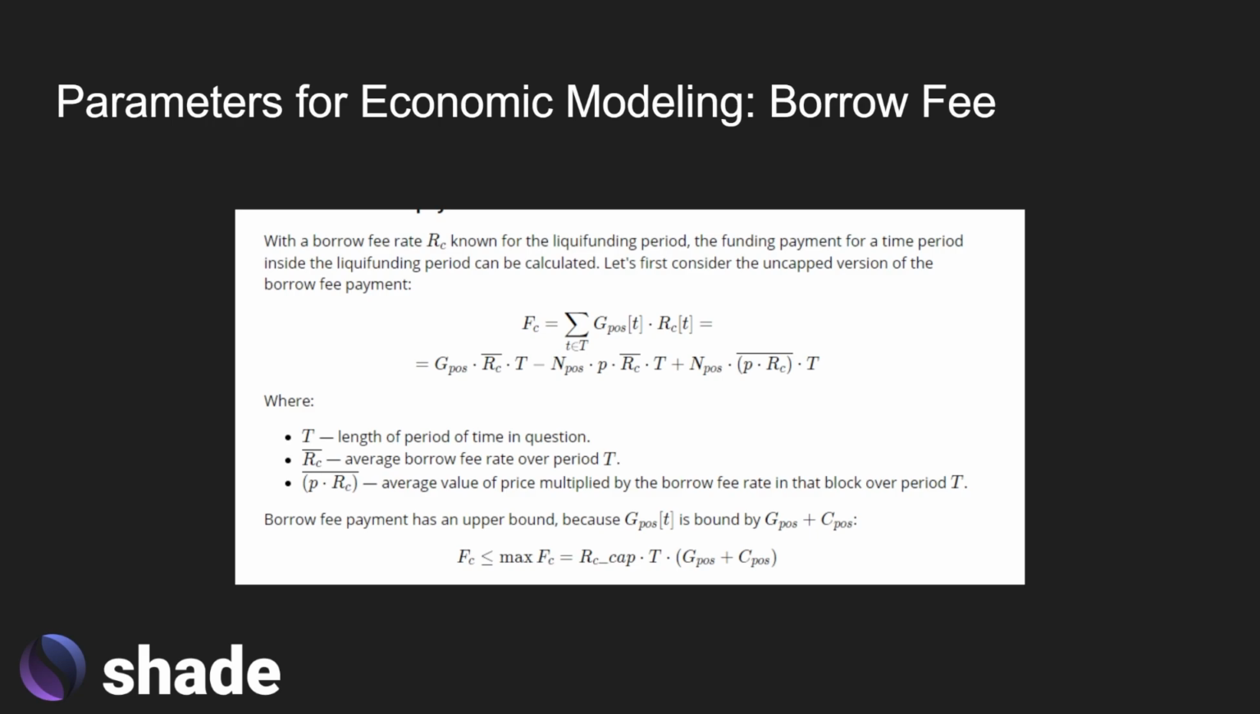And borrow fees are bound by total collateral locked for a particular position. So you've got collateral locked both on the trader side and the counter trade side. So you're gonna sum these two amounts of collateral, and that borrow fee is bound by this summed collateral amount and the maximum amount of fees that can be assessed. So effectively, your max borrow fees would be your max borrow fee cap times time period times the sum of both trader and counter trade collateral.